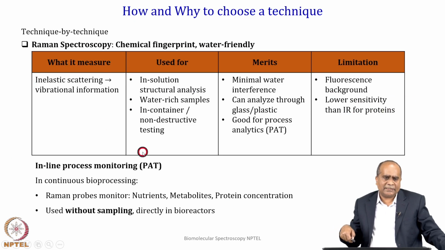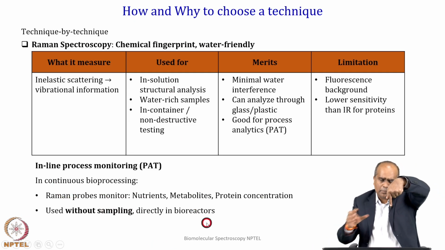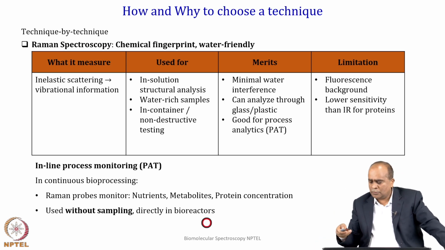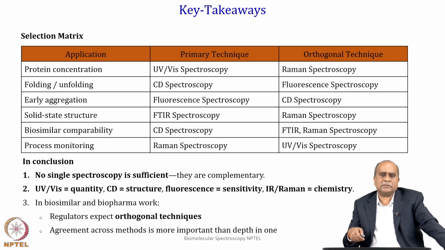Inline process monitoring with the PAT tool can be used for continuous biomanufacturing. Lots of research is going on into how to integrate Raman spectroscopy with inline process monitoring. A Raman probe can monitor nutrients, metabolites, and protein concentration as the reaction is going, and it is a great saver that is coming up in future. Without sampling, directly from the bioreactor you put a Raman probe and it reports how many nutrients and metabolites are present, and whether the protein concentration is going well or not. That is a fantastic tool that is developing.